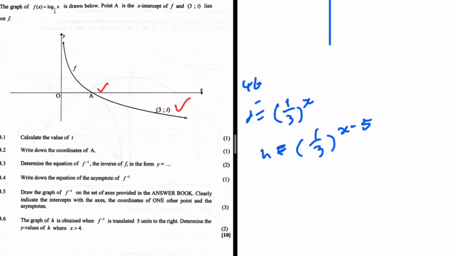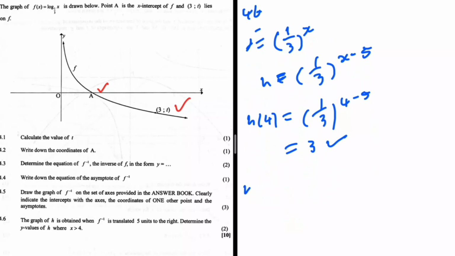So let's find the value of y when x is equal to 4. Okay, so h of 4 is equal to 1 over 3 to the 4 minus 5. So h of 4 is equal to what? H of 4, is it equal to 3? It's supposed to be equal to 3. So minus 1 is equal to 3. So h of 4 is equal to 3.